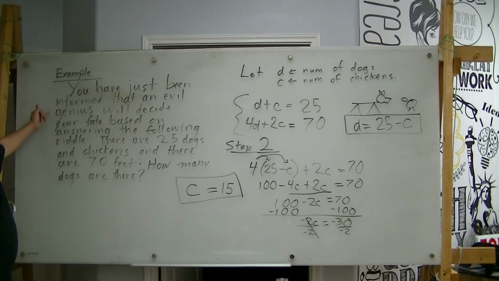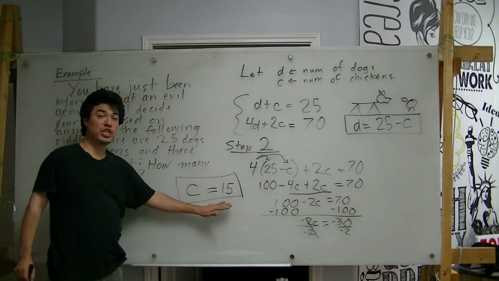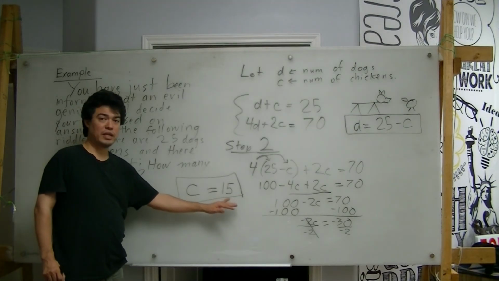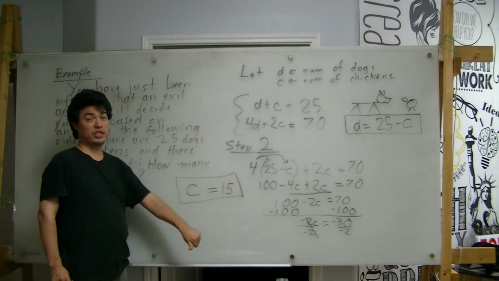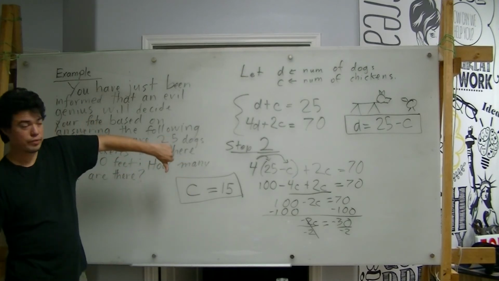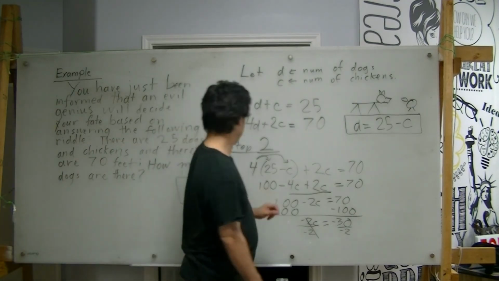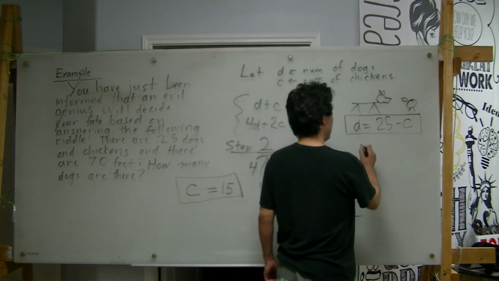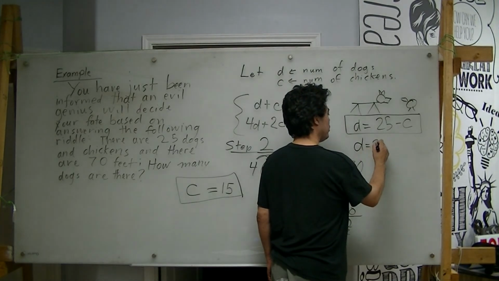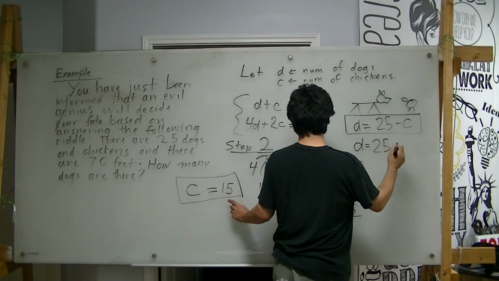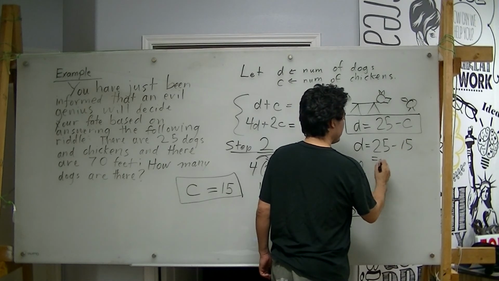You have just been informed that an evil genius will decide your fate based on answering the following riddle. There are 25 dogs and chickens, and there are 70 feet. How many dogs are there? What have we just found? We have found that there's 15 chickens. If we were to reply this, our fate would be decided in a negative fashion. Okay, so that's no good. So we're not going to answer this, but we now know what we can do. We can use this value, and we can plug it into our dog equation. Our dog will be 25 minus 15, which will give us 10.